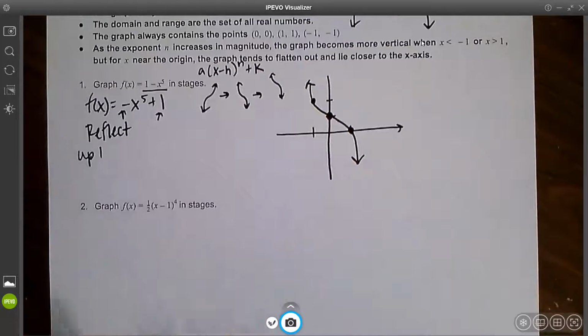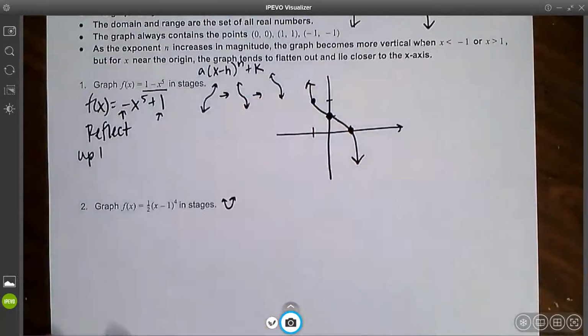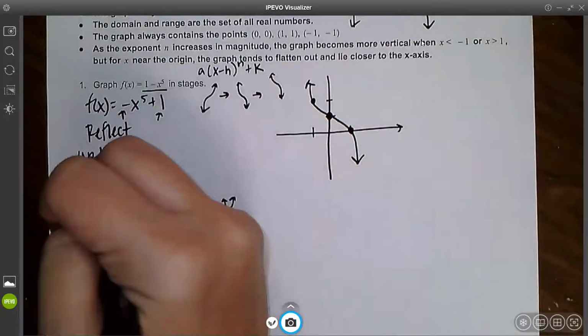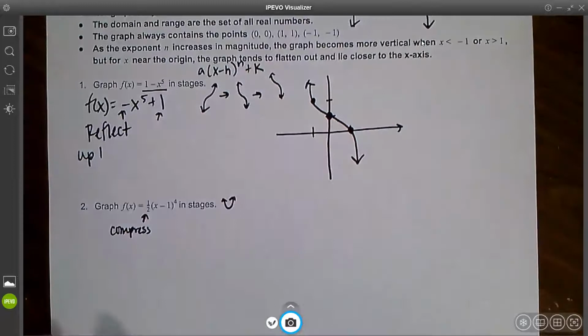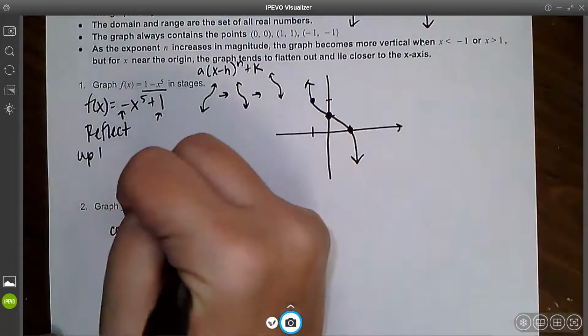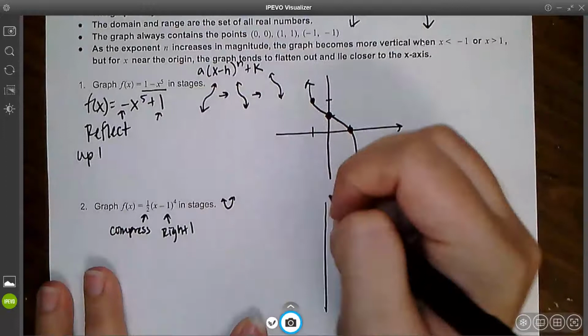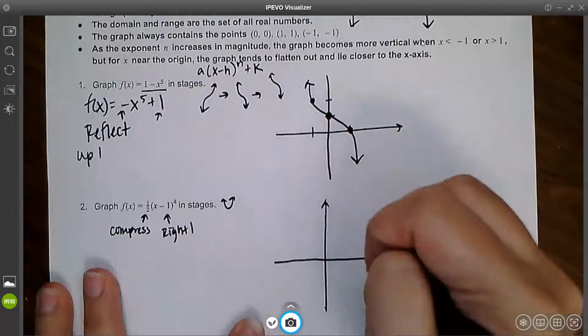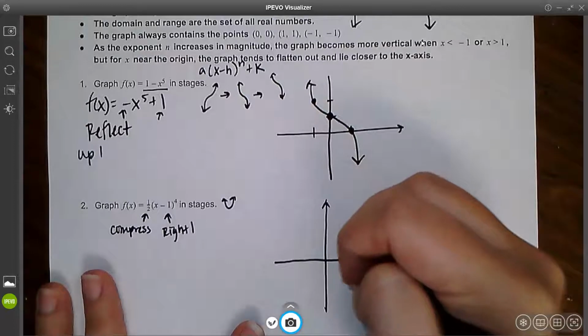And then this last one is x to the 4th. So we know it's going to look like this. That 1/2 is going to compress it. Remember, if it's greater than 1, then it stretches. If it's between 0 and 1, it's a compression. And this guy is going to make us go right 1. So my original vertex is at the origin. I'm going right 1, so this is my new vertex.